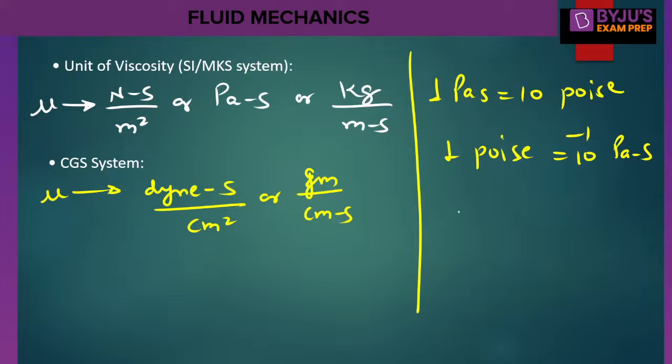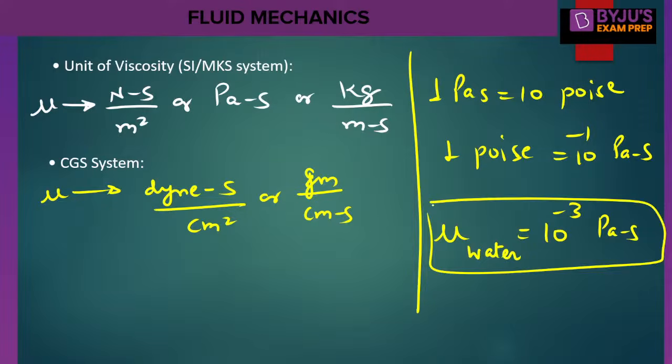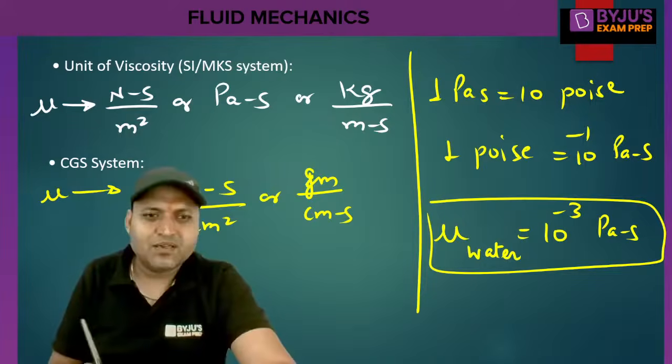What is the value of dynamic viscosity of water? Dynamic viscosity of water is 10 to the power -3 Pascal second. Clear?